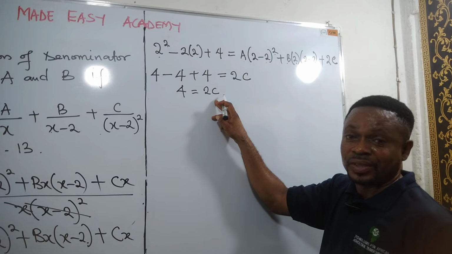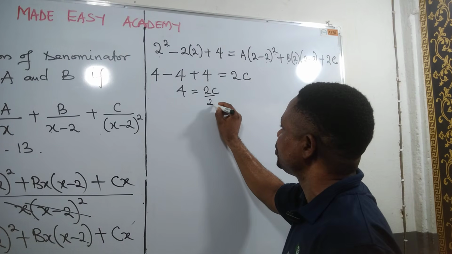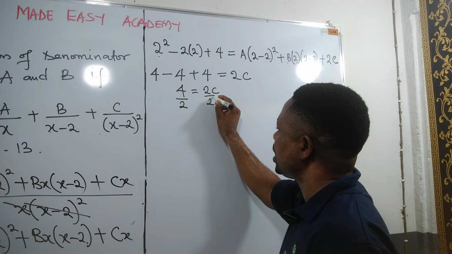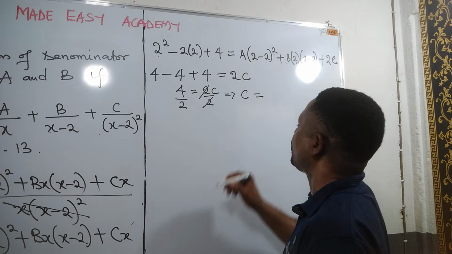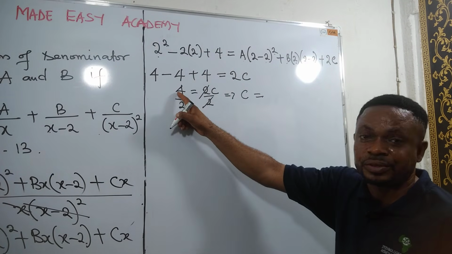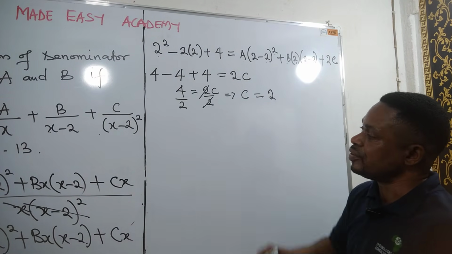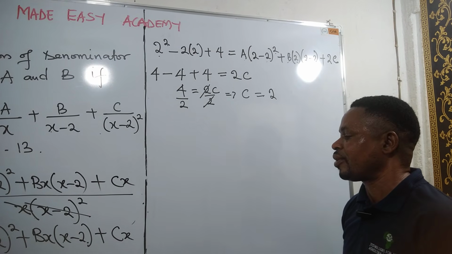Make c subject of the formula. Divide this by 2. Divide this by 2. So that 2 will be cancelled. This implies that the value of c is now equal to, you can agree with me that 2 can go into 4 how many times? 2 times. So we have known c as 2. Am I communicating now?